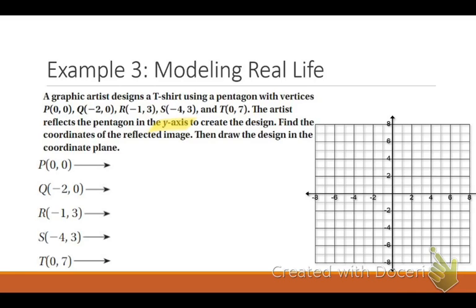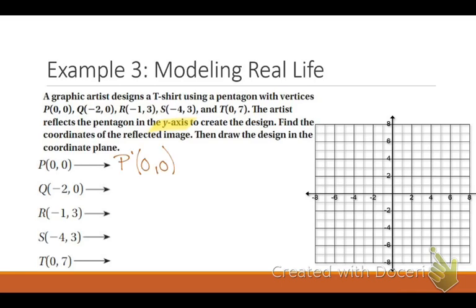So look at the first one. Well, the first one really isn't going to help us a whole lot, because what's the opposite of 0, guys? 0. It's just 0. So point P on both is going to be the exact same point, 0, 0. There is no such thing as a negative 0.